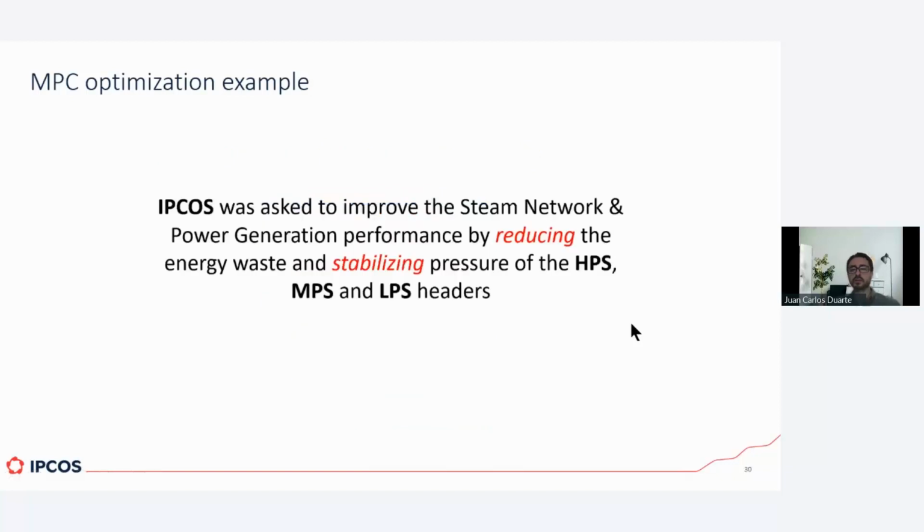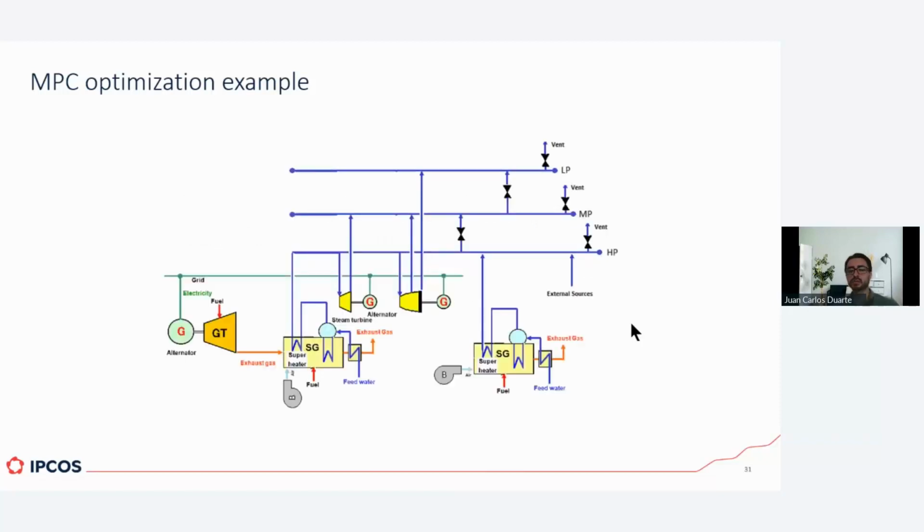So this example is a utilities plant and a steam network in Italy. We were asked to improve the steam network and power generation performance by reducing the energy waste and stabilizing the pressure of the three networks, the high pressure, medium pressure, and low pressure steam networks, of course. This is a small example. We show how it works.